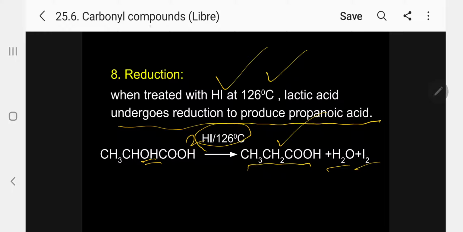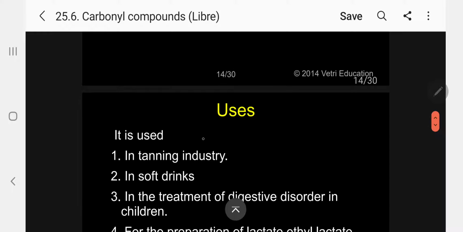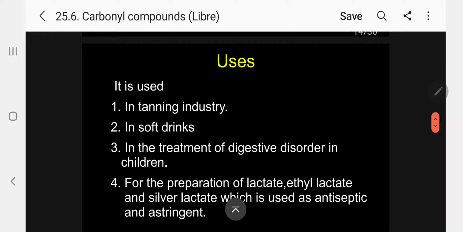Please follow. The next one, uses. It is used in the tanning industry, it is used in soft drinks, it is used in the treatment of digestive disorders in children, and it is used for the preparation of lactates, ethyl lactate and silver lactate, which is used as an antiseptic and astringent. Please follow.